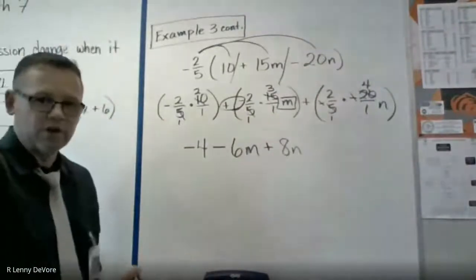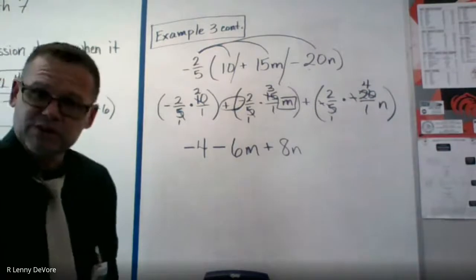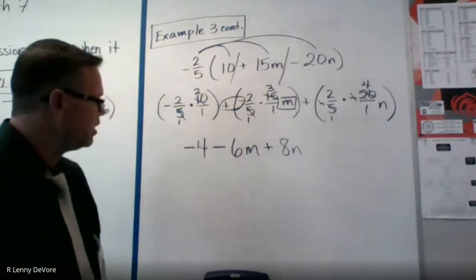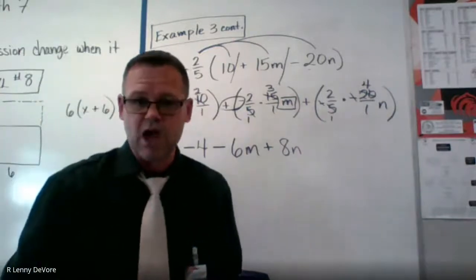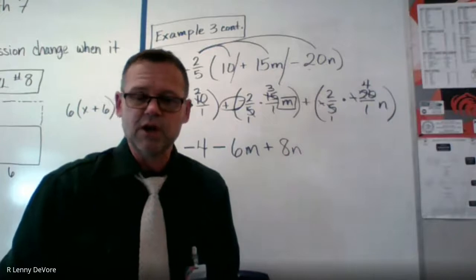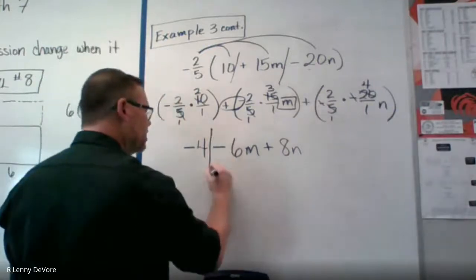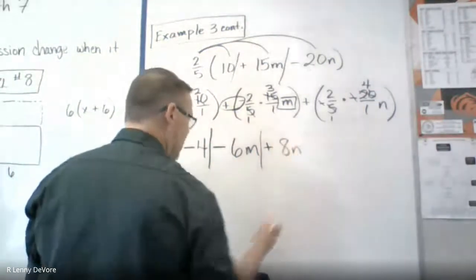I've got this answer here, and this is correct, but they are not in the correct order. So what I'm going to do is I'm going to separate the terms again, and I'm going to go through and put them in the correct order. The reason I separate the terms, guys, is you don't want to forget to bring a negative down with a negative term, okay? Because then all of a sudden you'll have the wrong answer. So I have a negative 4, a negative 6m, and a positive 8n.